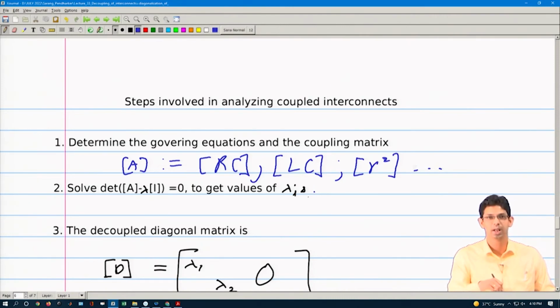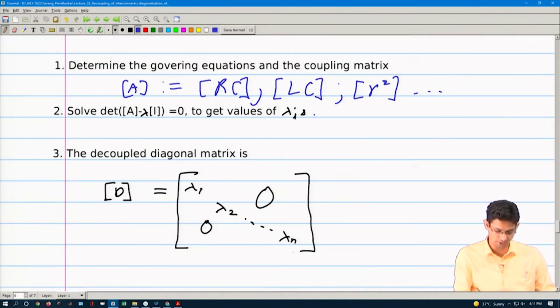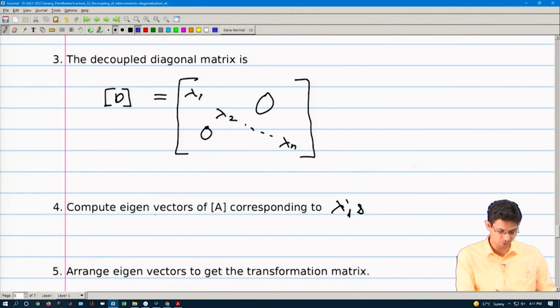Once you get these lambda i's, then you have to form this decoupled diagonal matrix, and that decoupled diagonal matrix would be given like this. So, if you have a system of n coupled interconnects, you would get these n eigenvalues that will allow you to decouple these interconnects. And once you have this, then you compute the eigenvectors. So, for each of these you then compute what would be your eigenvectors.